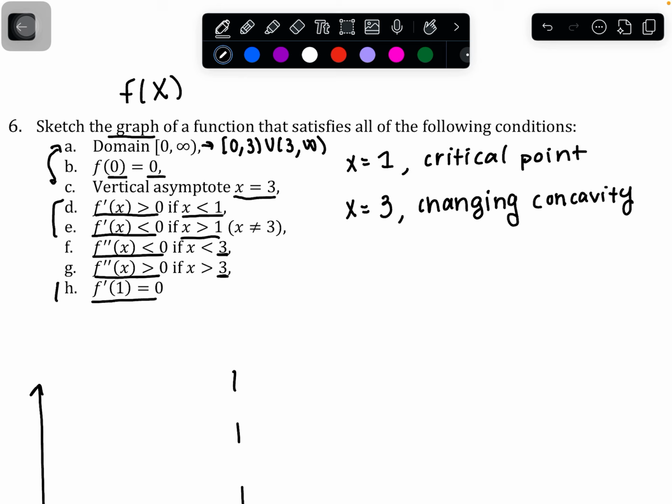Okay, so let's make a little chart here to see what's happening. So things happen at 1 and things happen at 3. So let's care about those guys. So here's 1 and here's 3. And let's get what the first derivative is, the second derivative. From there we can figure out the shape. That'll be enough information.